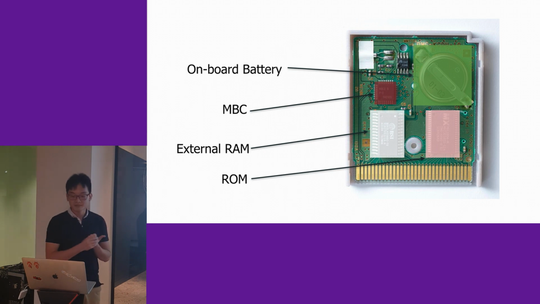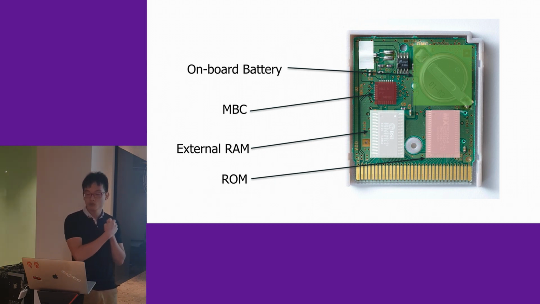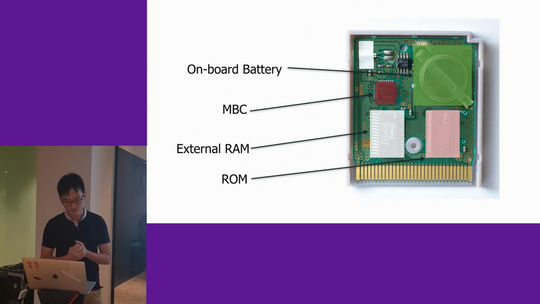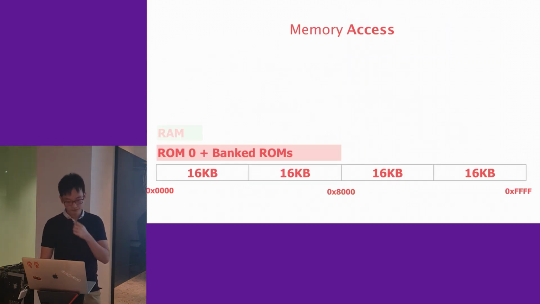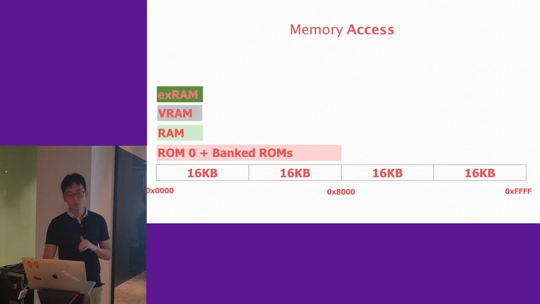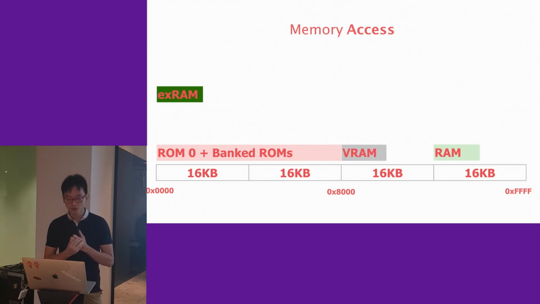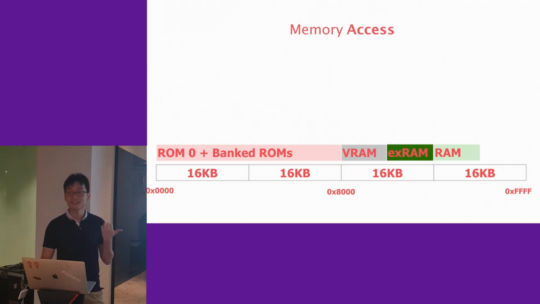So there is the RAM, where you keep your saved data, and it also acts as the external RAM for the CPU to use. So let's go back to the memory chart. Over here, we have our internal RAM within the space. Each of them is up to 8 kilobytes. This is where the internal RAM goes and the VRAM goes. And for an external RAM, it sits there.